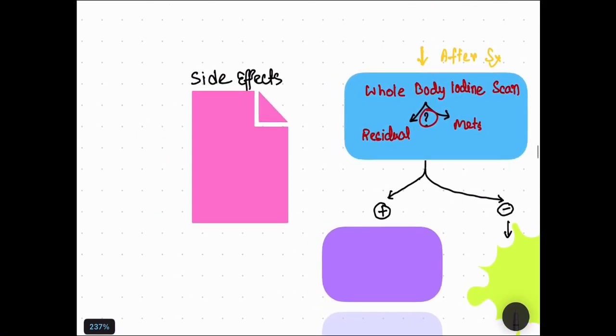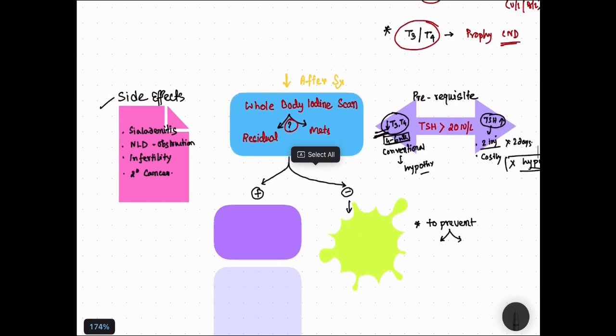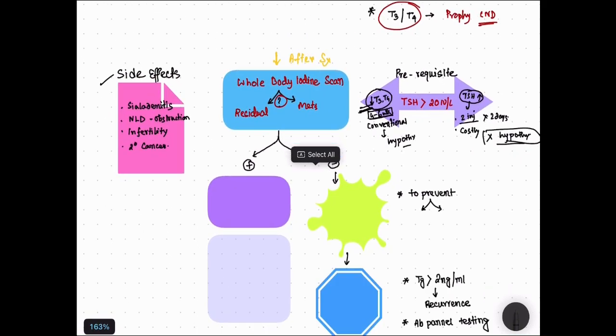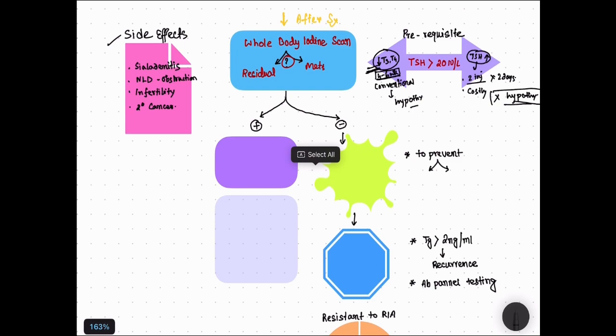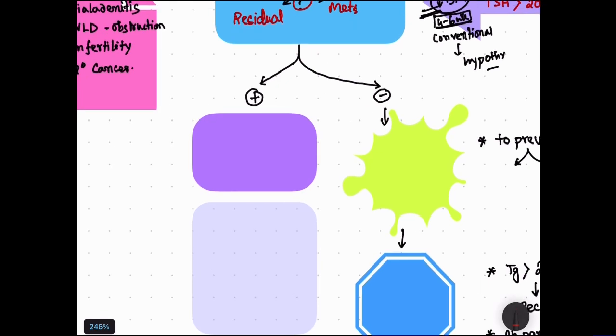But what are the side effects of this whole body iodine scan? Remember, sialadenitis, nasolacrimal duct obstruction. Also, it can lead to infertility. Also, it increases the risk of other secondary carcinomas. So these are the side effects of whole body iodine scan. So till now, after surgery, we have done whole body iodine scan to know whether residual disease or metastasis is present or not. Now suppose the residual disease or metastasis is present, then what are we going to do? We are going to do radioiodine ablation.